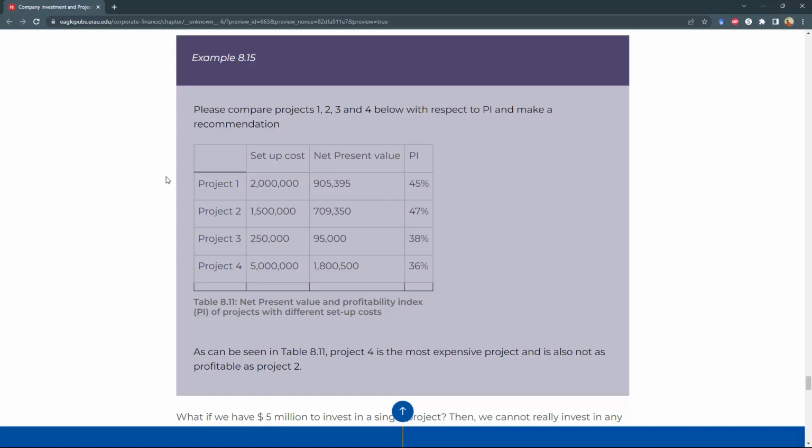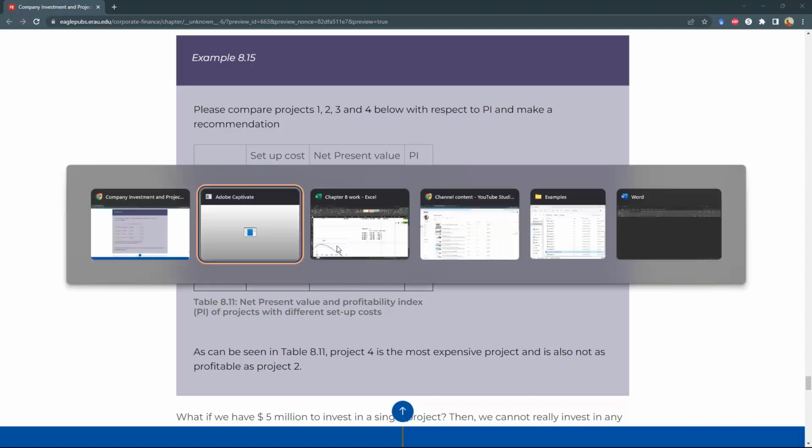Example 8.15, Profitability Index. We have 4 projects here, Project 1, Project 2, Project 3, and Project 4. Each has a different setup cost or capital outlay, and each has a different net present value. We need to find out the profitability index and then compare the projects. So let's go to Excel.